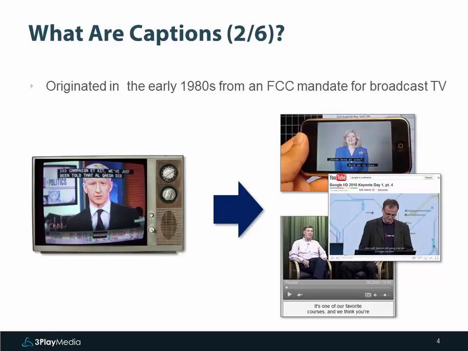Captions originated in the early 80s as a result of an FCC mandate, specifically for broadcast TV. But now with the proliferation of online video in pretty much every facet of our lives, the need for web captions has expanded a lot, and as a result, captions are being applied across many different types of media and devices, especially as people become more aware of the benefits and as laws become increasingly more stringent.